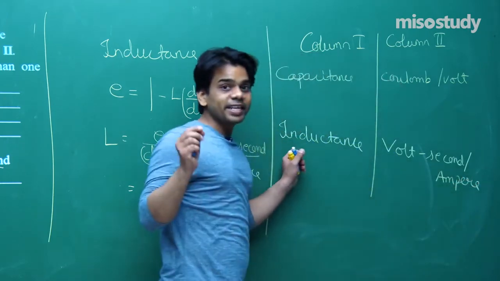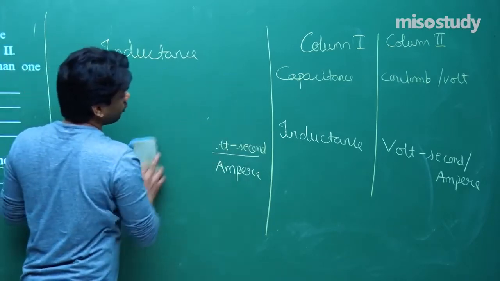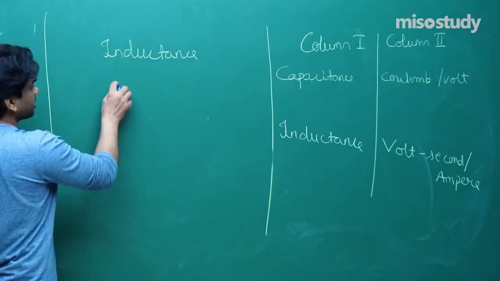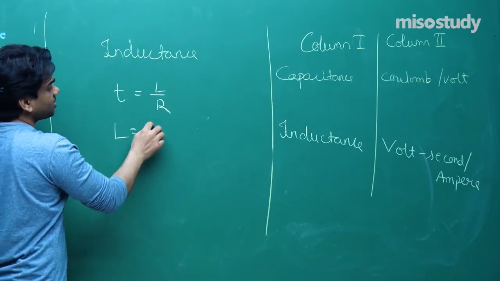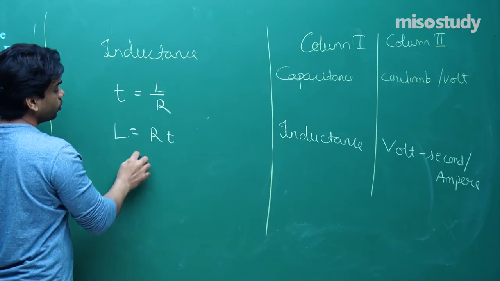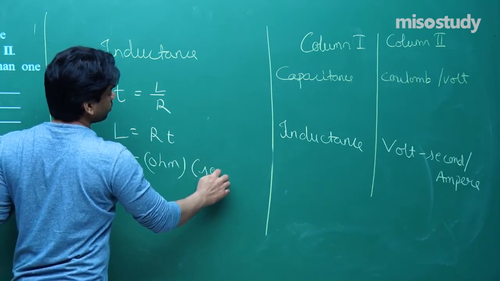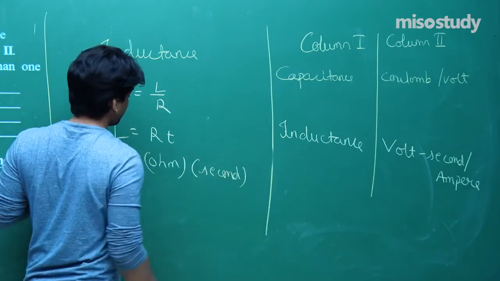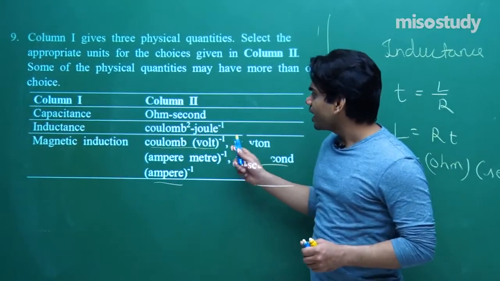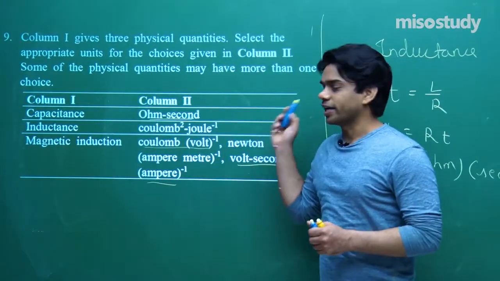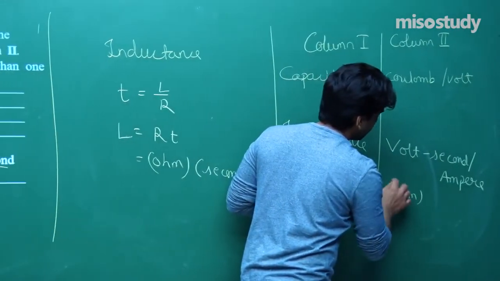Now you see there's a term time constant. That is the ratio of inductance with respect to resistance. Time constant T equals L by R. So L can be written as R into T, that is ohm into second. If units we need to mention, it will be ohm into second. If we check, ohm into second is given here. So let me write down for inductance, ohm into second will also be a unit.